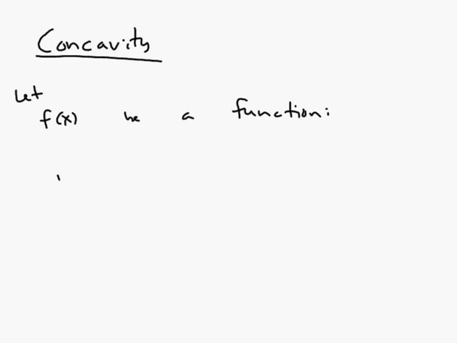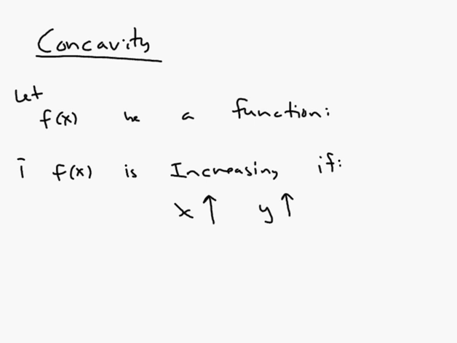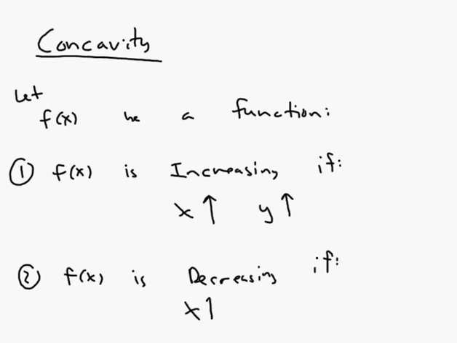And what we say is f of x is increasing if as x goes up, y goes up. So that's one fact. The second fact is f of x is decreasing if as x goes up, y goes down.